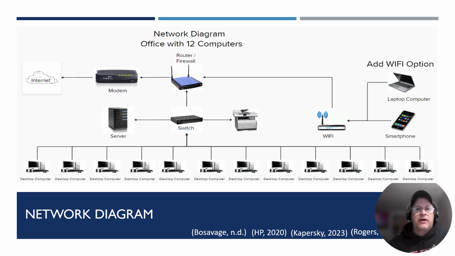Last but not least in our network diagram is the modem. In the simplest terms, a modem is the device that allows computers and other network devices to connect to the internet. It does this by converting digital signals from these devices into analog signals that can be transmitted over a telephone line or cable networks. Modems can also do the opposite by converting incoming analog signals into digital signals so that they can be processed by your device.